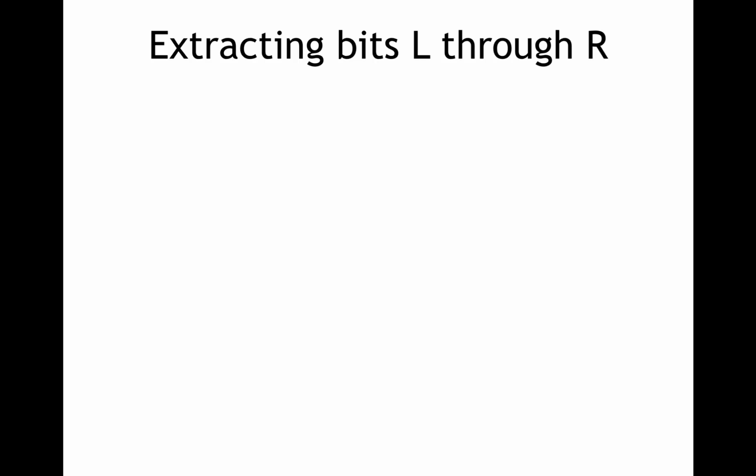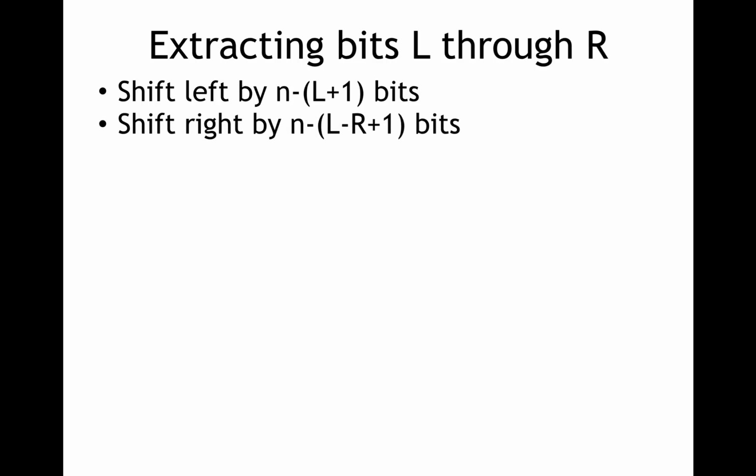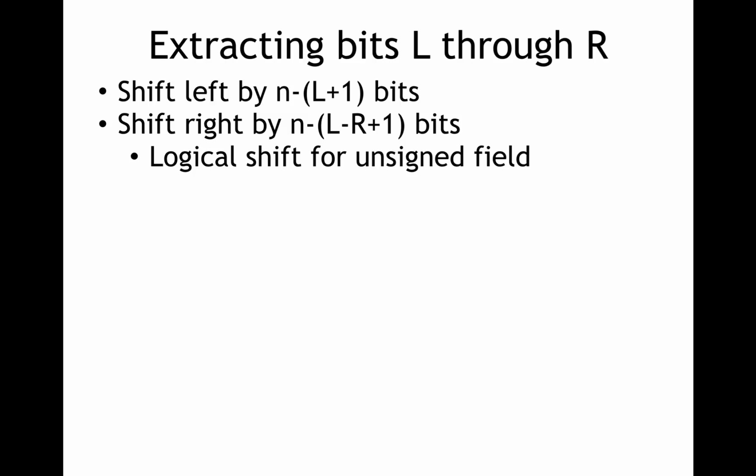Okay, so here's the process. First we shift left by n minus l minus 1 bits, which means how many left shifts you want. Then shift right by n minus l minus 1 plus r bits. So then do the right shift. It will run a logical shift for an unsigned number and an arithmetic shift for a signed number. So it supports both, not only unsigned numbers.